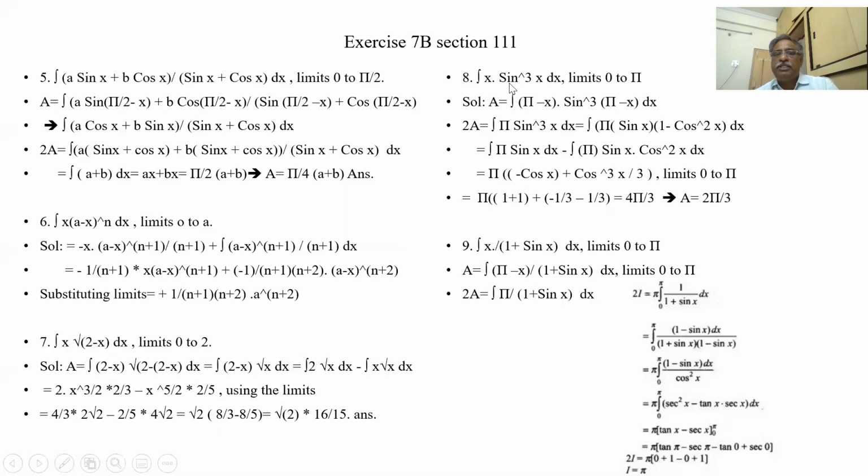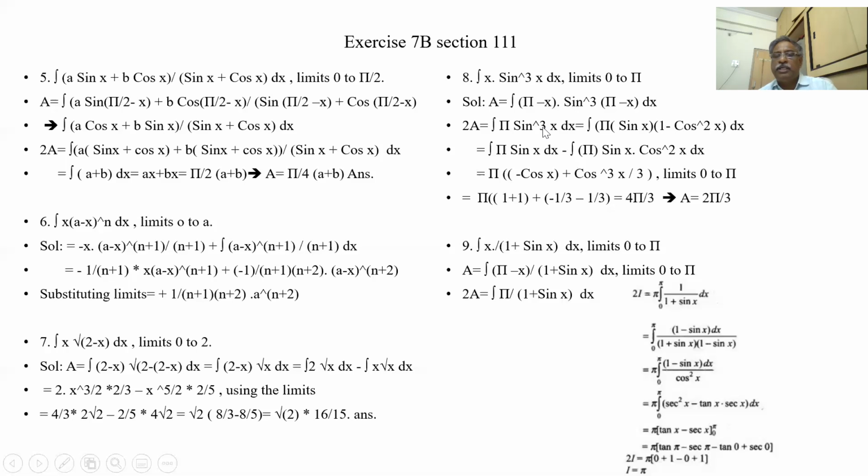Let us see. X sine cubed x dx, limits 0 to pi. Let us use pi minus x. So here, when I use pi minus x, this x is getting eliminated. You see here, (pi minus x) sine cubed (pi minus x) dx. Sine (pi minus x) is sine x. So this becomes pi integral of sine cubed x dx minus integral of x sine cubed x dx. Integral of x sine cubed is nothing but a itself. So this minus a coming to this side becomes 2a. So 2a is equal to pi integral of sine cubed x dx.